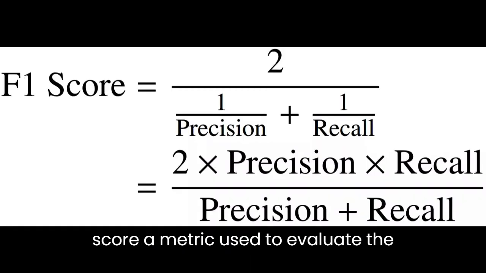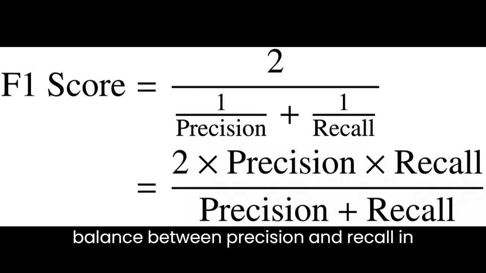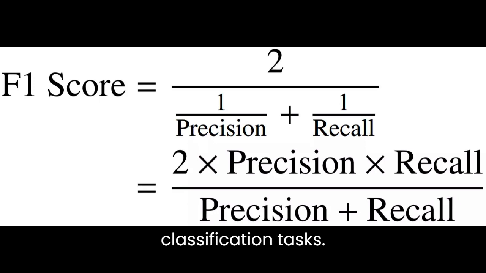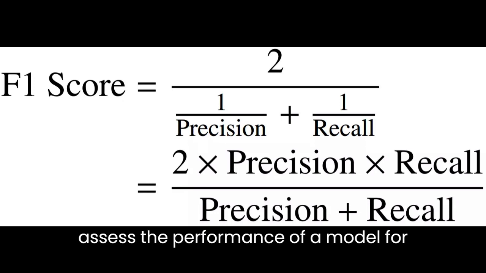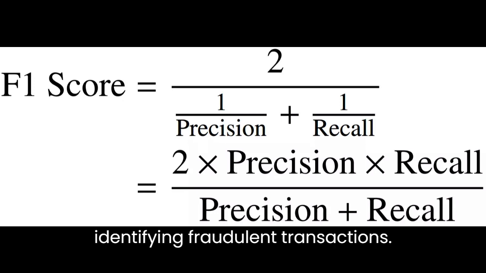F1 score, a metric used to evaluate the balance between precision and recall in classification tasks. Example: calculating the F1 score to assess the performance of a model for identifying fraudulent transactions.